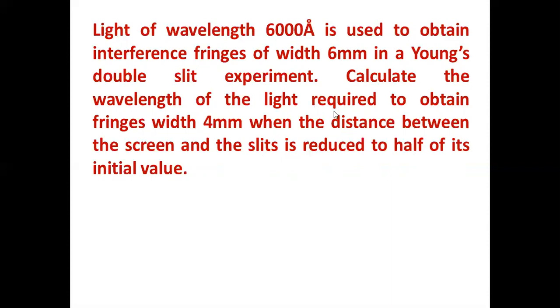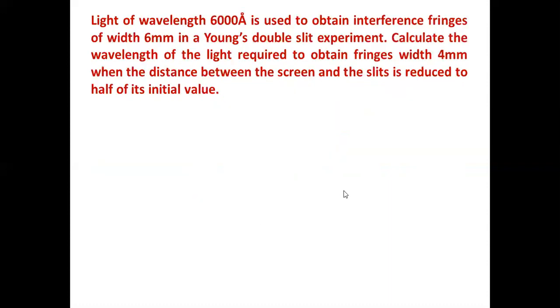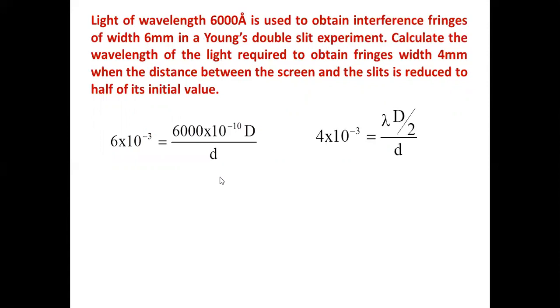Next wavelength is different. Now, can't you calculate capital D here? You can do that. So, formula beta is equal to lambda D by d. Beta 6 millimeter, fringes, yeah, 6 millimeter. Lambda, 6000 angstrom, 6000 into 10 to the power minus 10. Capital D, don't know. Small d, yes, small d is 4 millimeter. So this 4 millimeter can be, okay.